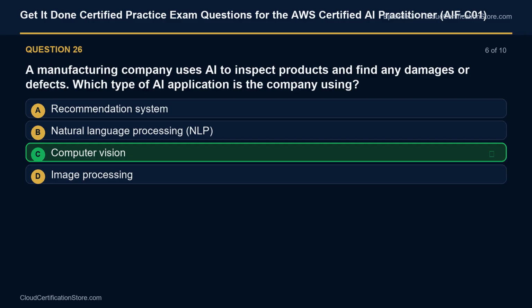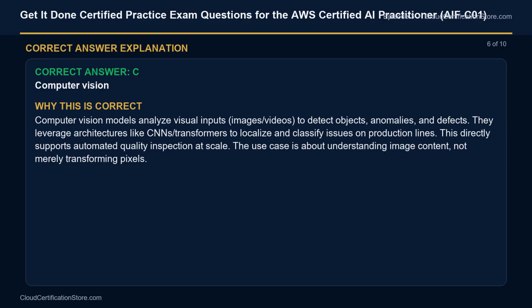The correct answer is C, computer vision. Explanation. Computer vision models analyze visual inputs, images and videos, to detect objects, anomalies, and defects. They leverage architectures like CNNs and transformers to localize and classify issues on production lines. This directly supports automated quality inspection at scale. The use case is about understanding image content, not merely transforming pixels.